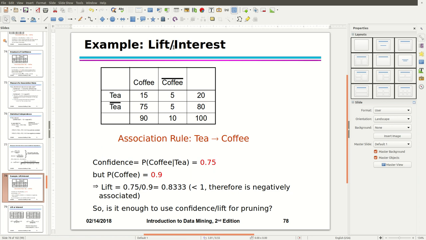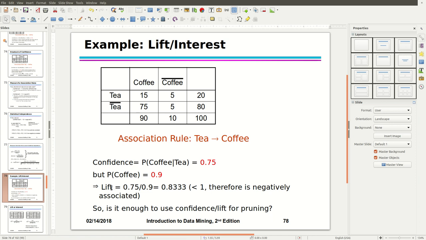So let's look at an example here with lift and interest. We have an association rule: tea implies coffee, or you can also reword it as, if I got tea, then I will likely get coffee, for instance, if this is a rule. And this is our contingency table, again the same table. If we calculate confidence, we get 0.75, but we also stated that just the probability of coffee is 0.9.